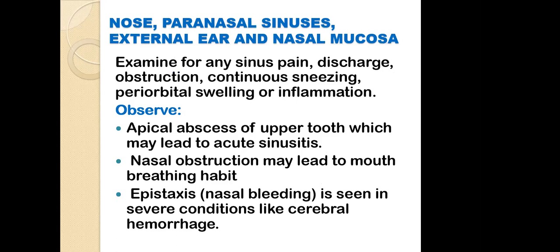After that, you could look at the nose, the paranasal sinuses, the external ear, and the nasal mucosa. Examine for any sinus pain, discharge, obstruction, continuous sneezing, and periorbital swelling or inflammation. You need to observe, for example, whether there is an apical abscess of the upper tooth, which may lead to acute sinusitis.